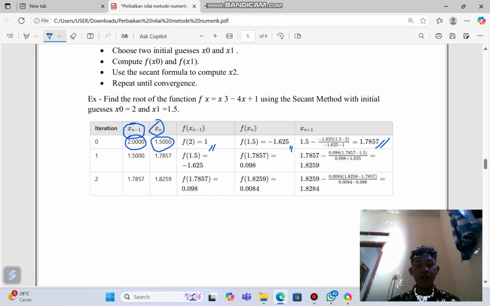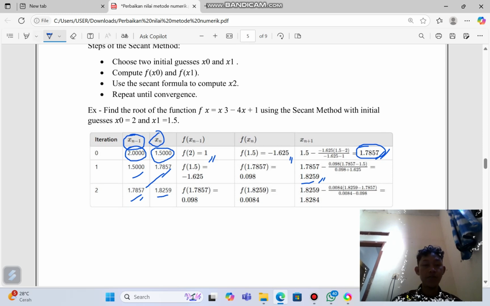And we can repeat the formula with x_{n-1} is 1.5 and x_n is this value. We repeat it like before, and we can get the value again, and we repeat it again with x_{n-1} this value and x_n this value.